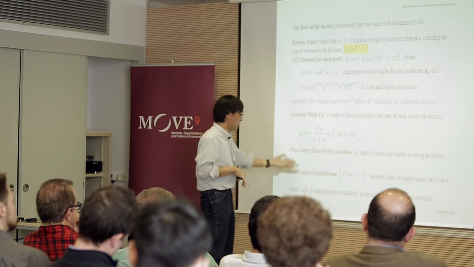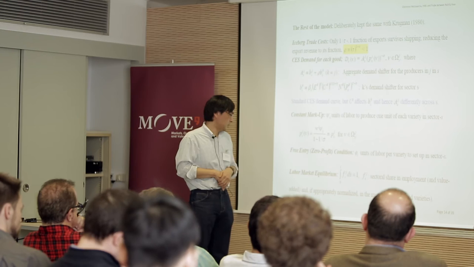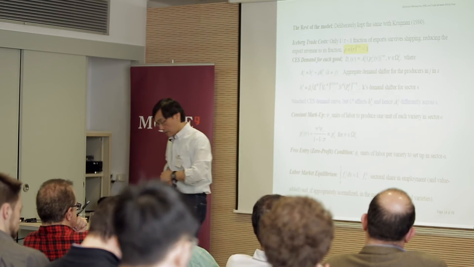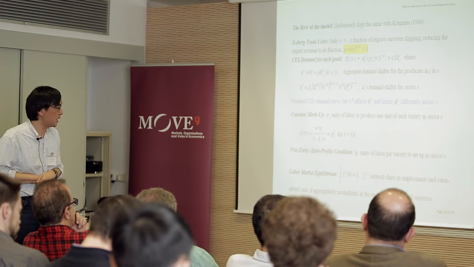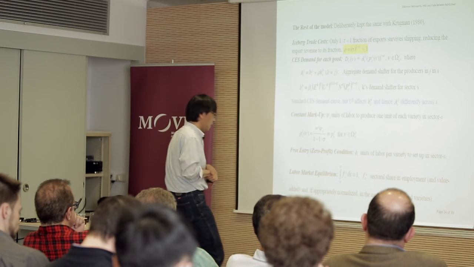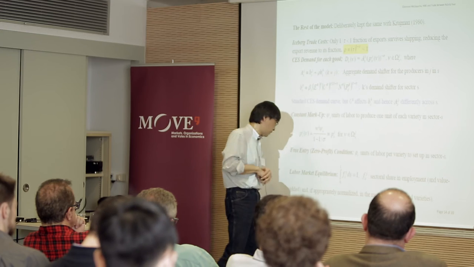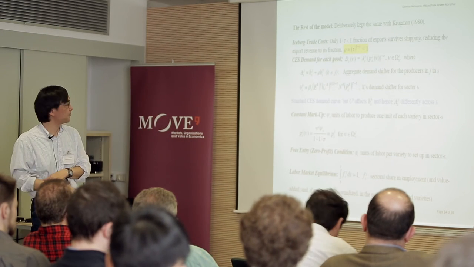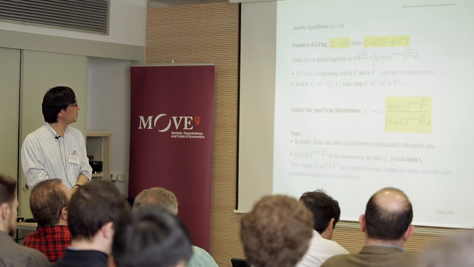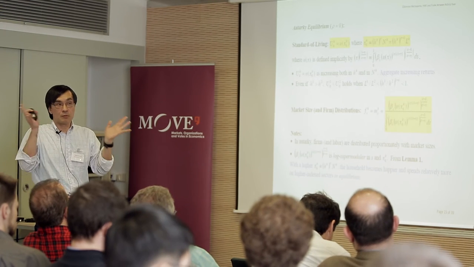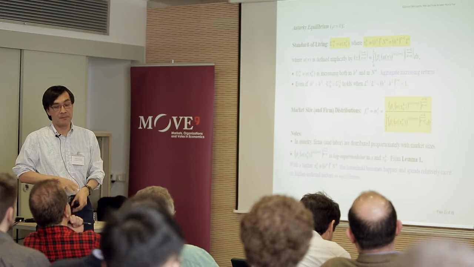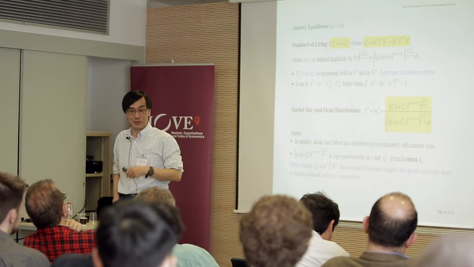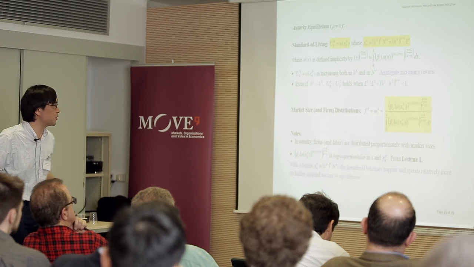And then there are the labor market equilibrium conditions. This is the share, in country J, of the employment, and also here, that's the value added of each sector in each country, okay? So that's the model. Now, what I need to do is just solve it. I'm not going through the derivation, of course. I will just tell you what the solution looks like.